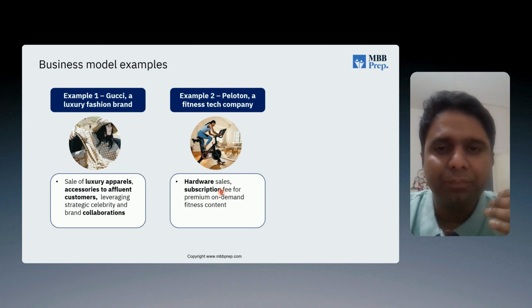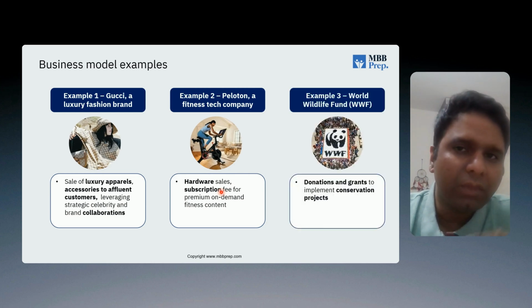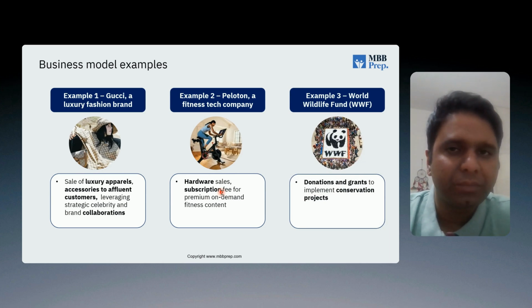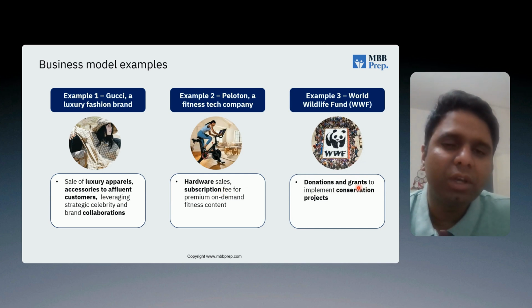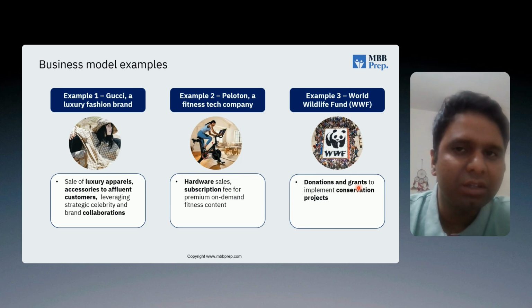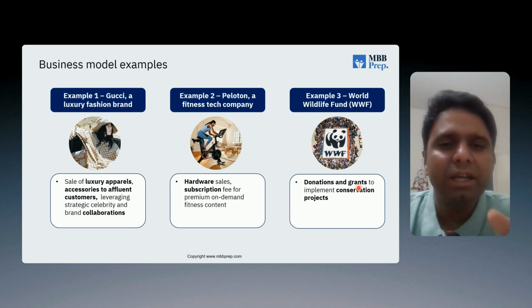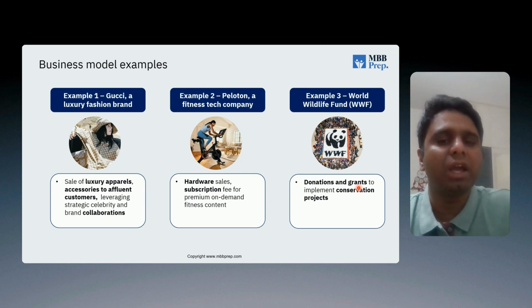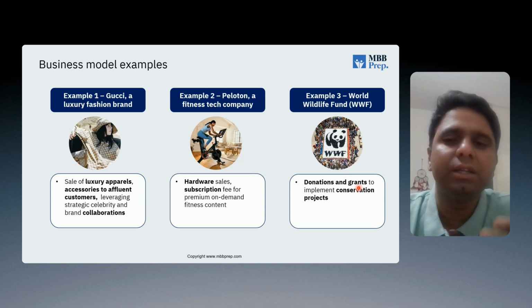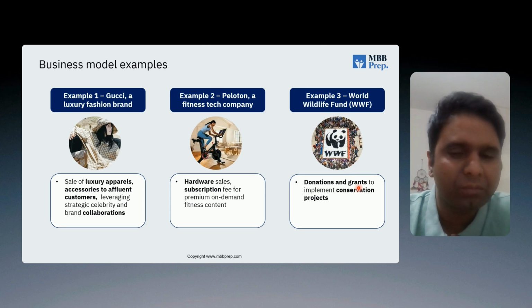Now let's look at the third example, World Wildlife Fund. It's a not-for-profit entity, right? So therefore, here we will be looking primarily at the funding model of this non-profit entity and how they utilize funds. WWF relies primarily on donations and grants from governments, private donors, and foundations. And how do they utilize these funds? They utilize these funds to implement conservation projects and to promote sustainability, right?